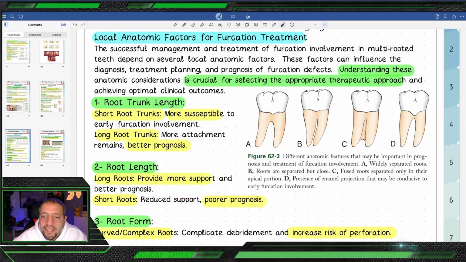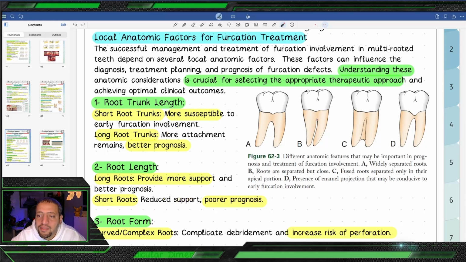If the trunk size is big, so the trunk is extending more apically, this means the bone support here will be more. So the bifurcation involvement will not be so aggressive, so the prognosis will be better. Unlike if the trunk is small, the bone support here is less, which means it will be difficult to be fixed.